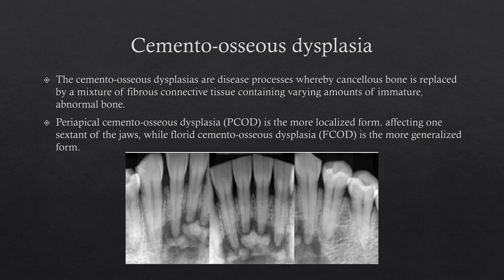Okay, cementoosseous dysplasia is another fibro-osseous lesion. Initially it was named cementoosseous dysplasia, but nowadays it's just osseous dysplasia, and it has 3 other types. Here the bone resorption or the cancellous bone is replaced with a number of fibrous connective tissue instead of bone replacing it, which is very immature, and it's woven. So the 3 forms are periapical cementosseous dysplasia, florid cementosseous dysplasia, and focal cementosseous dysplasia.